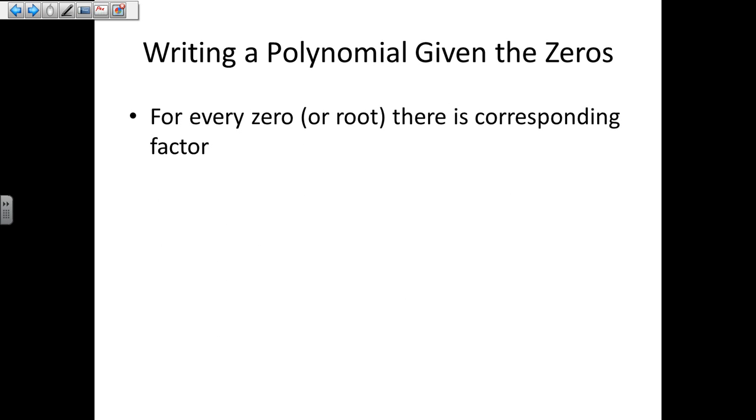Now, writing a polynomial given the zeros means that they're going to tell us the zeros, what numbers x should equal in order to solve the equation or to make the polynomial equal 0. And then from those zeros, we need to create the corresponding factor. I need you to remember from previous sections that for every factor there is a root. Well, now we're going to work that backwards and say for every root or zero there is a factor.